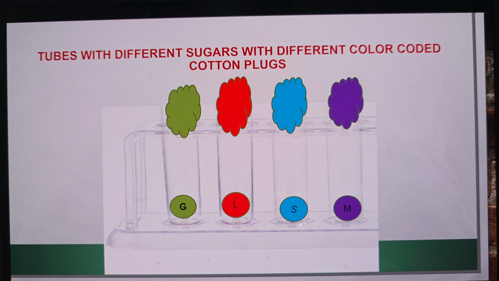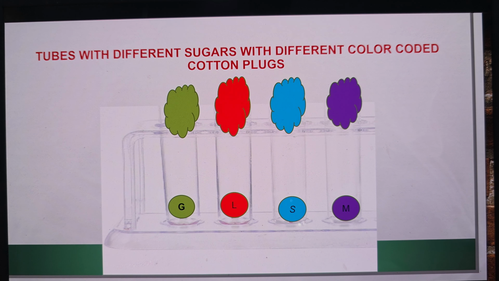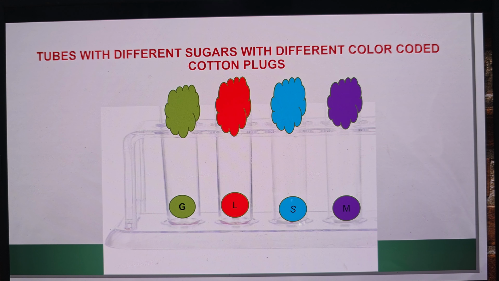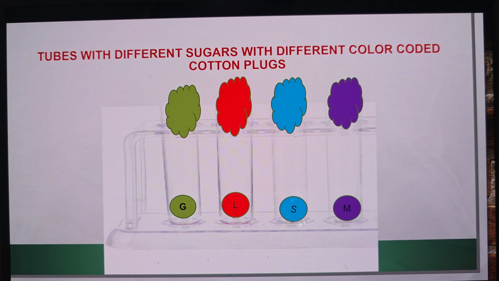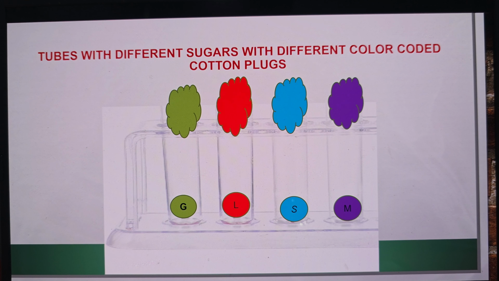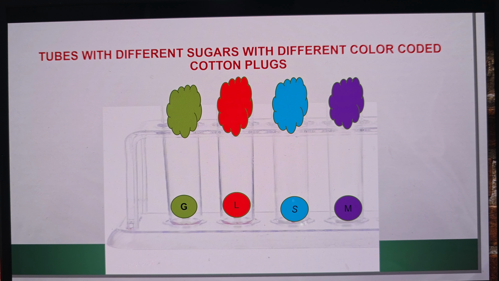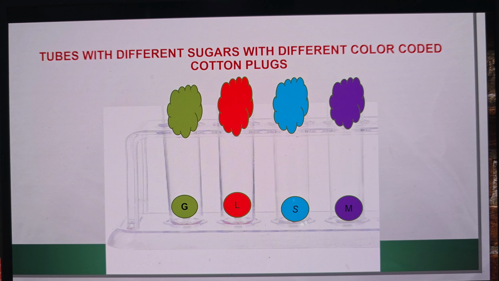To make identification easier, laboratories use color-coded cotton plugs. Green color indicates glucose, red indicates lactose, blue indicates sucrose, and violet indicates mannitol. This color coding system minimizes errors and ensures correct interpretation of fermentation reactions.